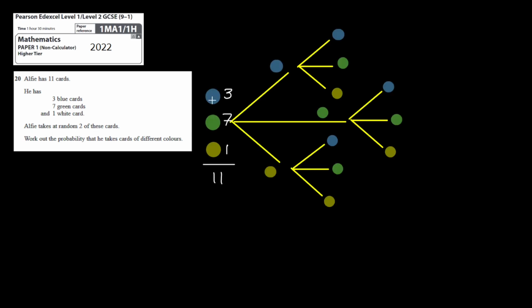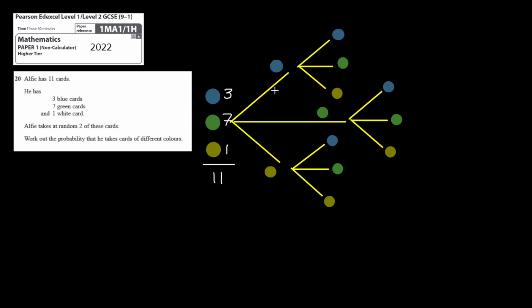Okay, we've got a probability question here, and we've got a bunch of cards: 3 blue, 7 green, 1 white. 2 cards are taken, so that means they don't get replaced in the pack, and we're going to have to work out the probability that he takes 2 cards of different colours. So I've detailed the pack here: 3 blue, 7 green and 1 white. I'm using yellow instead of white, but that should make no difference.